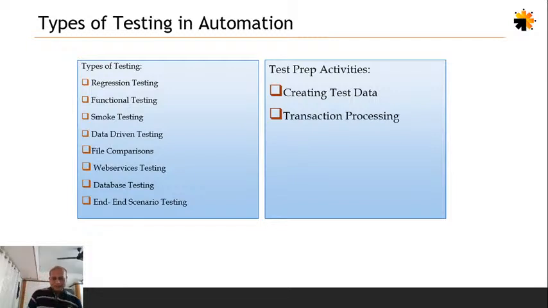So regression, functional testing, smoke testing, data driven, file comparison, web services. Web services also include API, microservices, etc. Database testing, end-to-end scenario testing, creating test data, transaction processing. So there are some batch jobs to be triggered. Some files should be present in a folder, and then you do a FTP and then query it. So all these are good candidates for test automation, and all these bring out good ROI, that is return of investment, okay, when you try to automate them.